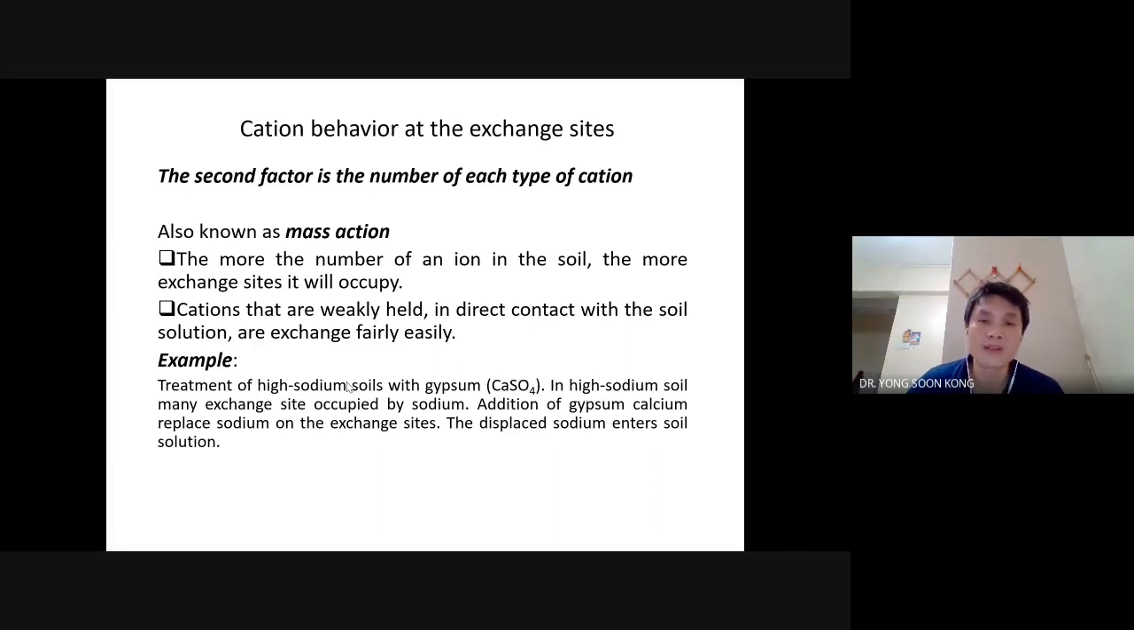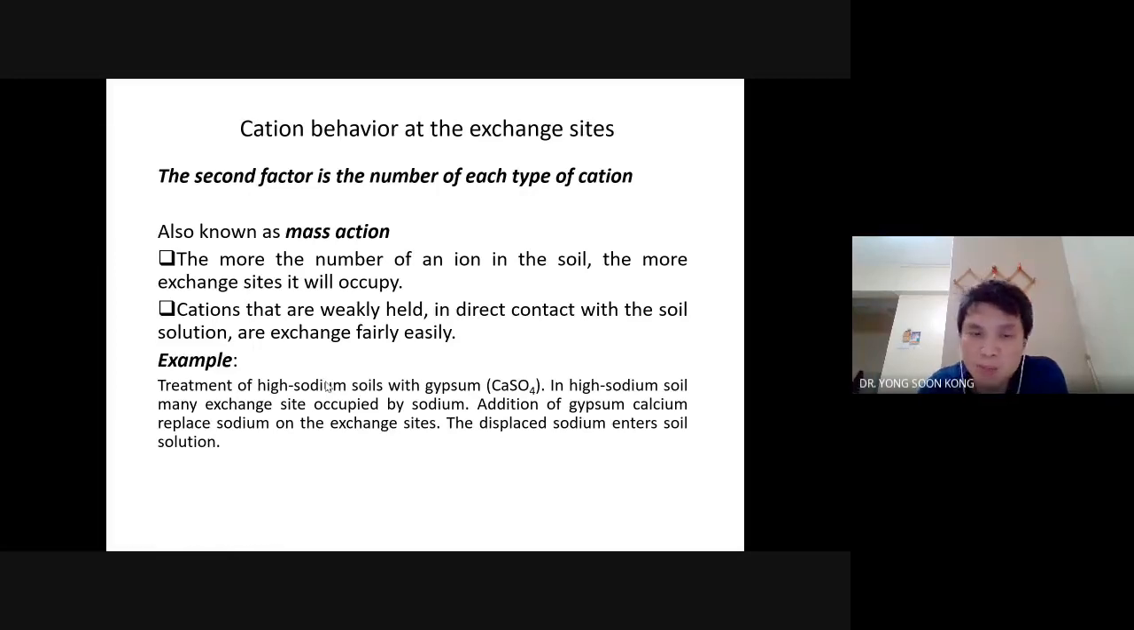One of the ways is you add gypsum. The chemical formula of gypsum is calcium sulfate. The part that is applicable here is the calcium. The soil already has a high content of sodium. What does this calcium do? By adding this gypsum, the concentration of calcium in the soil increases. So what happened to the sodium? With the increase of calcium, they will start replacing the sodium in the soil.